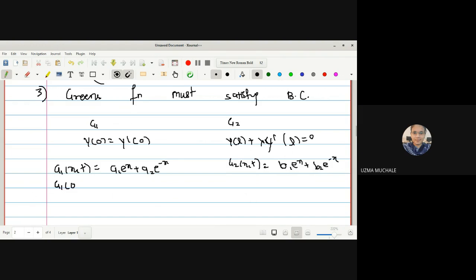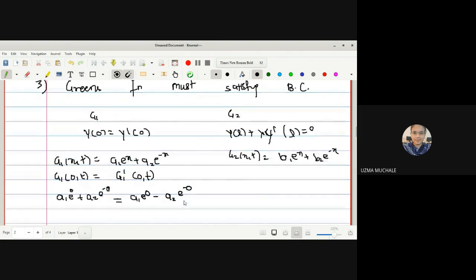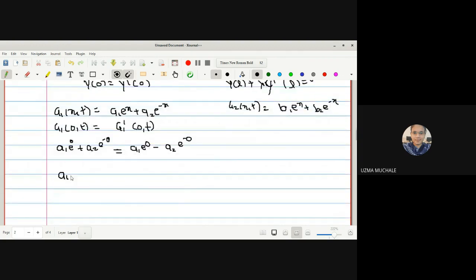So first we will write g1 of 0, t is equal to g1 dash of 0, t, just like this condition. What will be g1 of 0, t? It is a1 e raised to 0 plus a2 e raised to minus 0, equal to a1 e raised to 0 minus a2 e raised to minus 0. Hence we get a1 plus a2 is equal to a1 minus a2. This a1 will get cancelled and we remain with 2 a2 is equal to 0, which implies a2 is equal to 0.